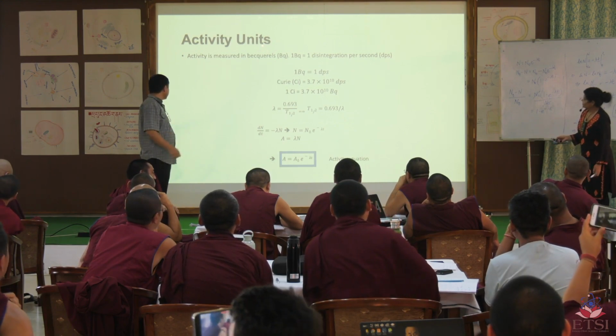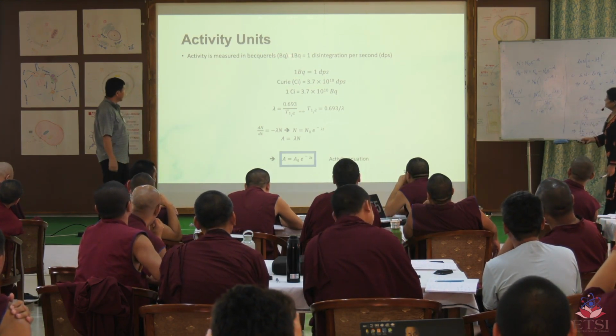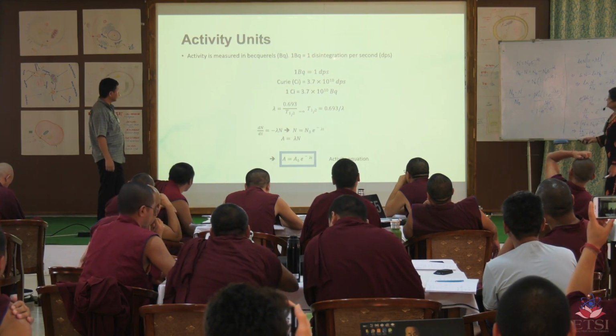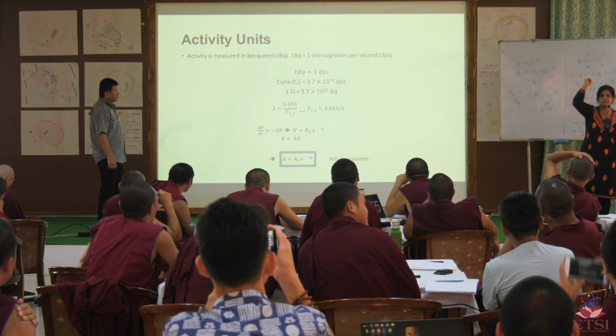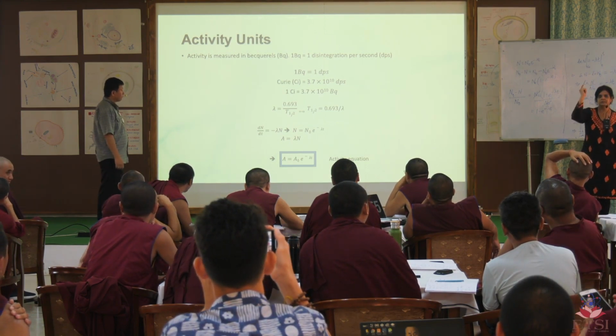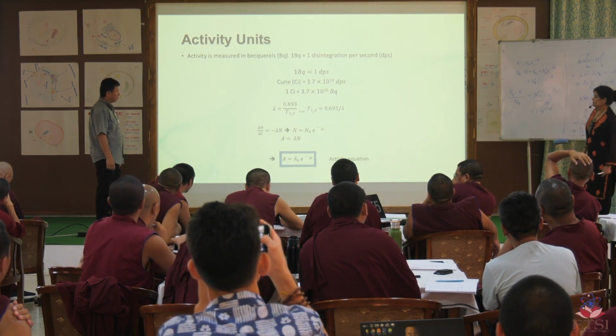So this is the unit of activity, becquerels, denoted by BQ. 1 becquerel is 1 decay or disintegration per second. Always remember that. 1 becquerel is 1 decay per second. That means 1 radon atom decaying in 1 second.